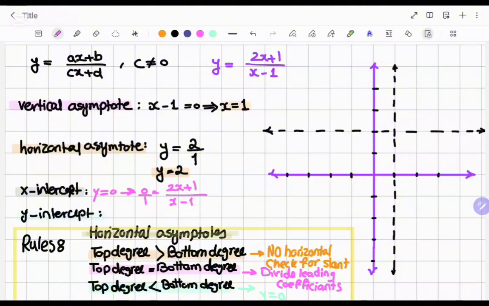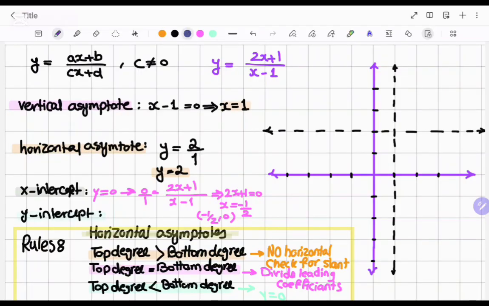If you just do crisscross here, you will see that this part is going to get multiplied by 0, and this part is going to get multiplied by 1. So it's going to be 2x plus 1 is equal to 0. Then x is negative 1 over 2. So the x-intercept here is going to be negative 1 over 2 and 0, okay?